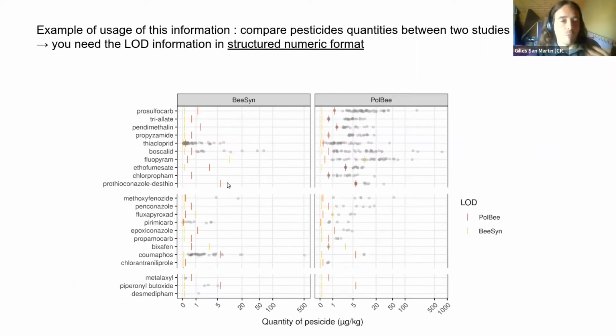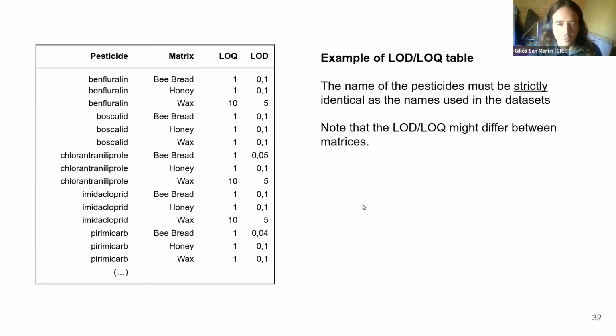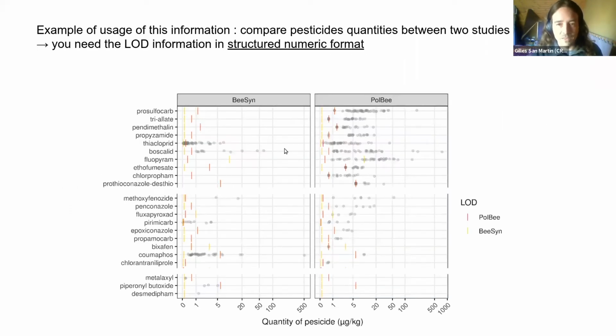And this is an example of what you could do with this kind of data. This is a graphical representation of the quantity of pesticide found in 2 different projects. Each point is a value from a sample, but we represent the LOD of the 2 different projects on the graph. This is really what you need to do, because it's too complex information to just look at a table like that and really understand what is going on. With that, you can have a better understanding of the data.